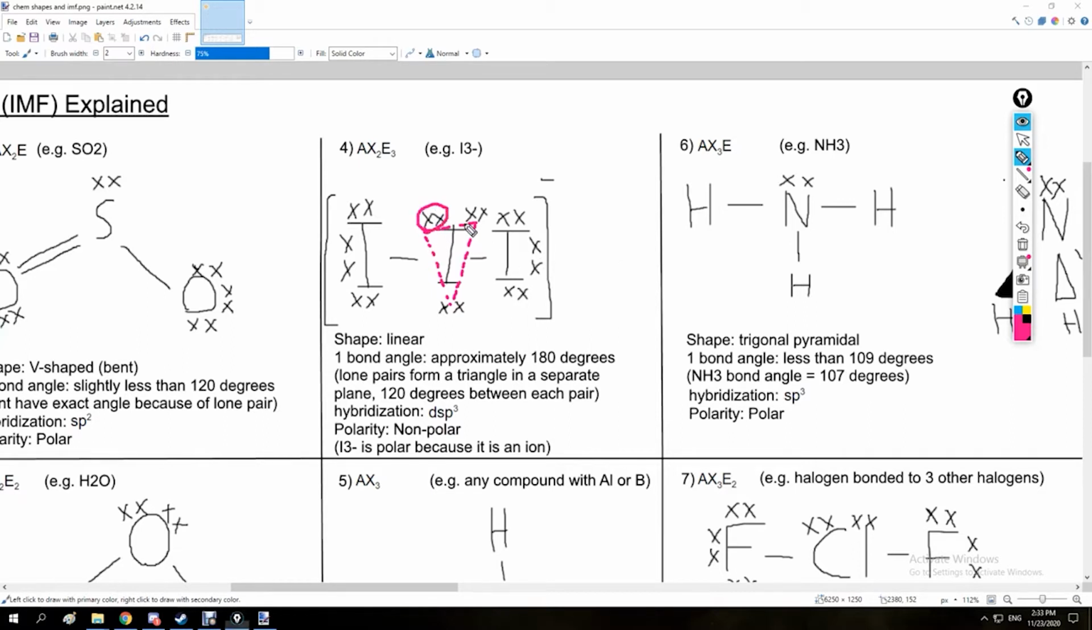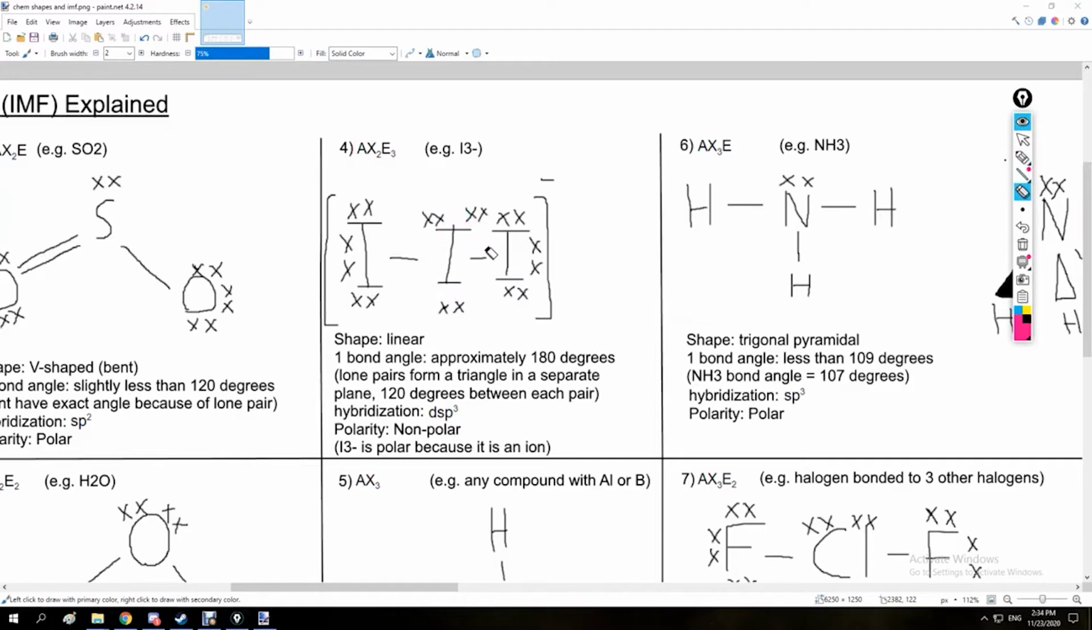Hybridization is going to be dsp3 because of 1, 2, 3, 4, 5 electron regions. But if it has d in it, you don't need to know it. So this is just for your information. Polarity is nonpolar because of the linear shape, but since I3- is an ion, this will be polar. But if a molecule has this format, it will usually be polar.